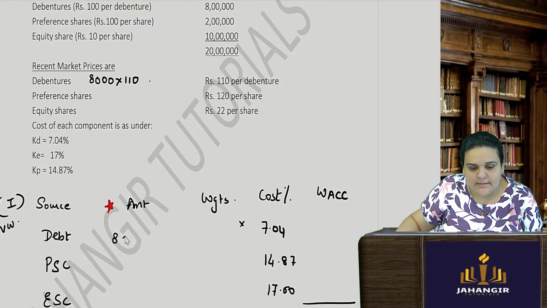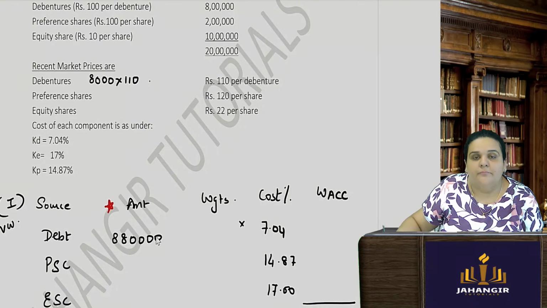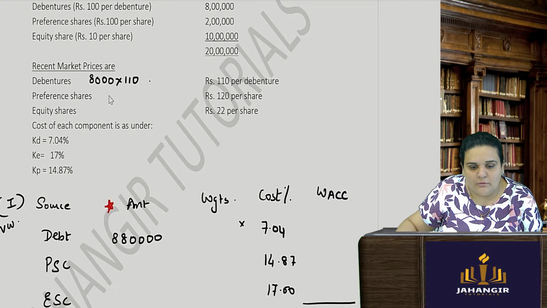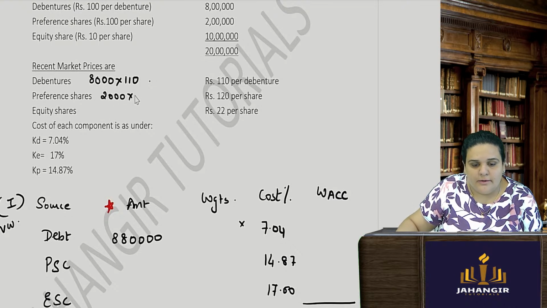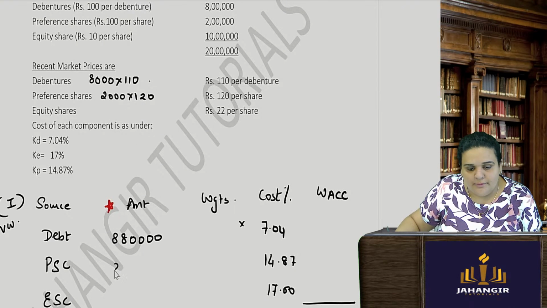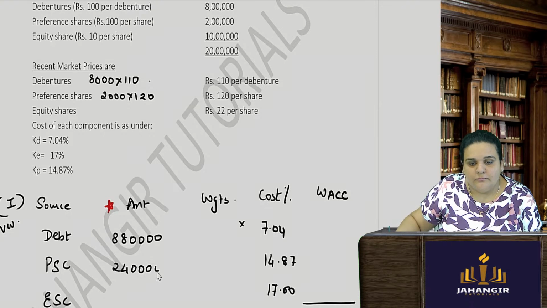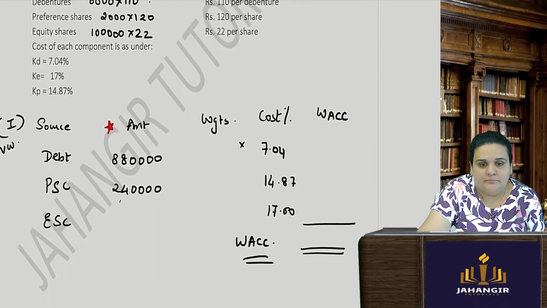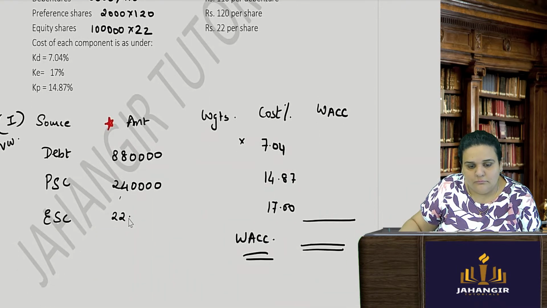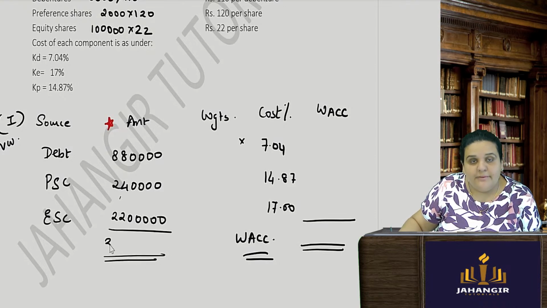That will be 8,80,000. Okay. For preference shares, it will now be 2,000 into 120. That will be 2,40,000. And equity shares of rupees 10 each. There are 1 lakh shares, that means into 22. So that will become 22 lakhs. Okay, now do the total. Total will come as 33,20,000.